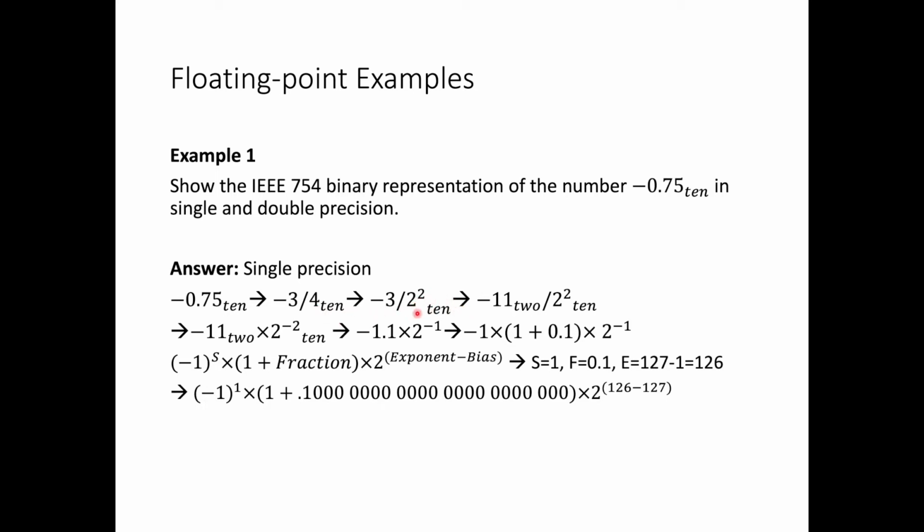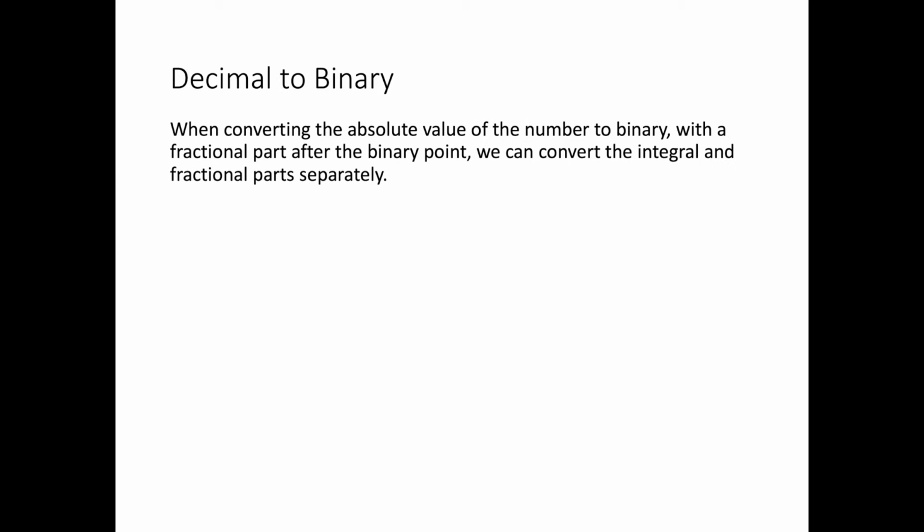And next, we should change this decimal to binary number. So 3 in binary number is 11. Then we get -11 in 2 divided by 2 to the power 2 in 10. Then we can reverse the exponent sign to get -11 based on 2 times 2 to the power -2 based on 10. Then we can translate this format to binary format, and we get -1.1 times 2 to the power -1.